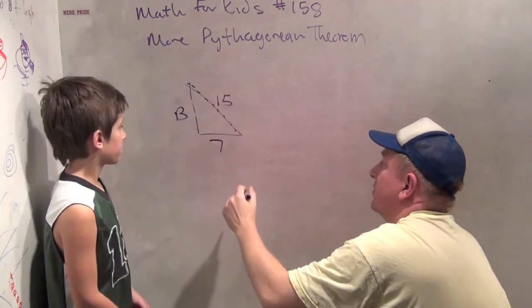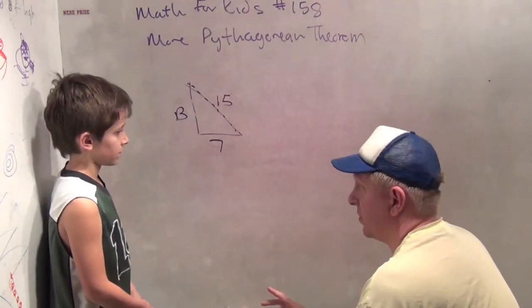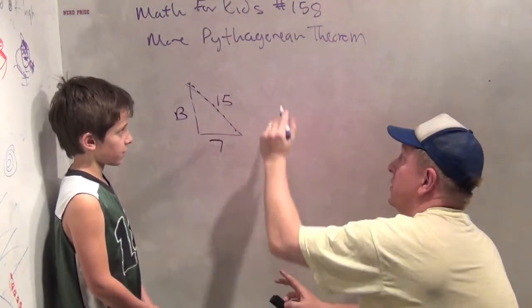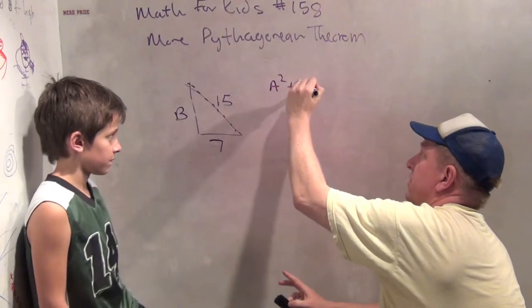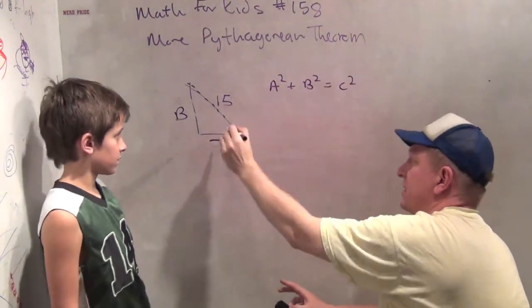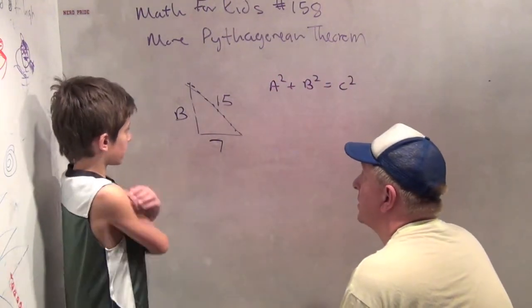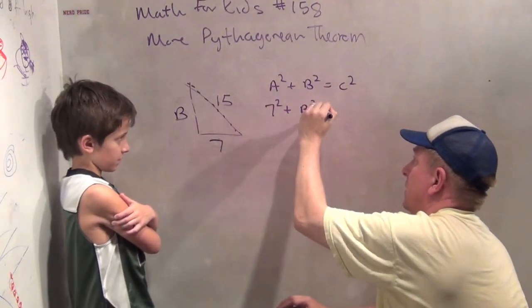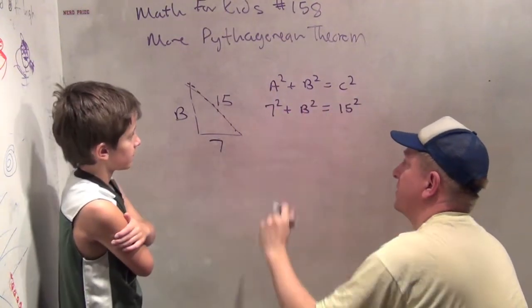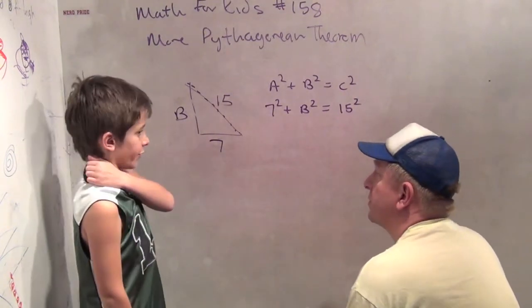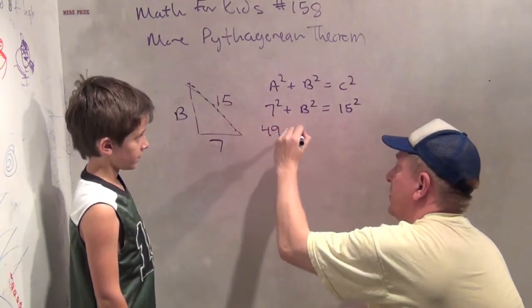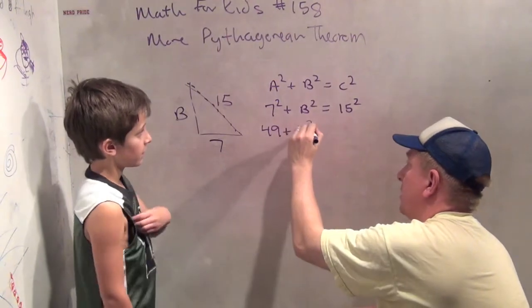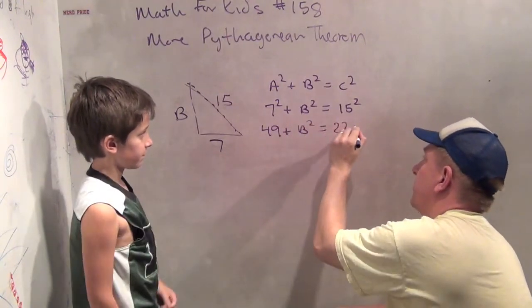Okay, great. What is our equation? What's the Pythagorean theorem say? A squared plus B squared equals C squared. So what does that say for this triangle? It says that 7 squared plus B squared is 15 squared. Okay, what is 7 squared? 7 squared is 49. 49 plus B squared equals 225.